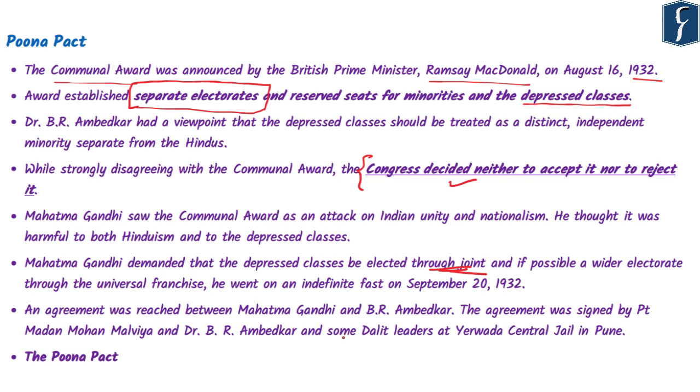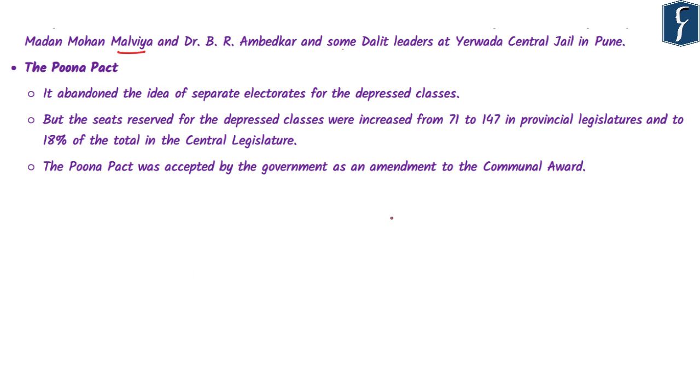You have to remember for the prelims exam that the agreement, the Poona Pact, was signed by Pandit Madan Mohan Malviya on behalf of Mahatma Gandhi on one side and Dr. B.R. Ambedkar and some other Dalit leaders on the other side. So Pune Pact abandoned the idea of separate electorate altogether. However, the number of seats reserved for the depressed class under the communal award was increased from 71 to 147, more than doubled, in the provincial legislatures and to 18% in the central legislature.